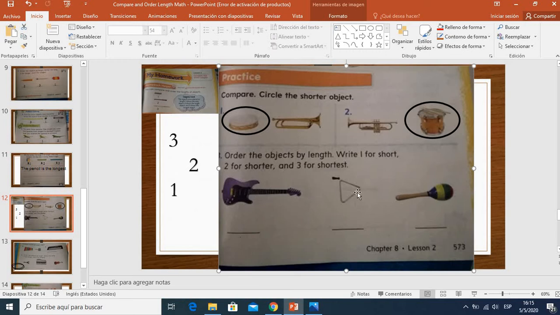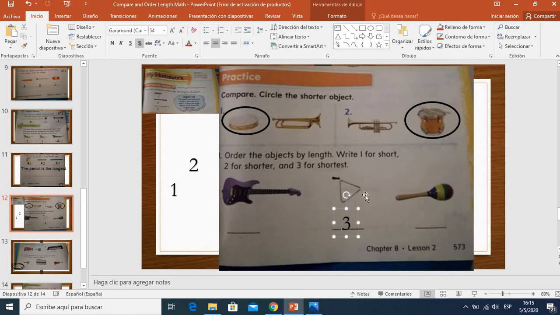So, which one is the shortest? The triangle, the electric guitar, or the maracas? The maraca. What number are we going to write for shortest? 3. Very good. So you need to write the number 3 here. Remember, the order is not 1, 2, 3 all the time. Sometimes it will be 1, 2, 3, but other times it's not going to be the same.